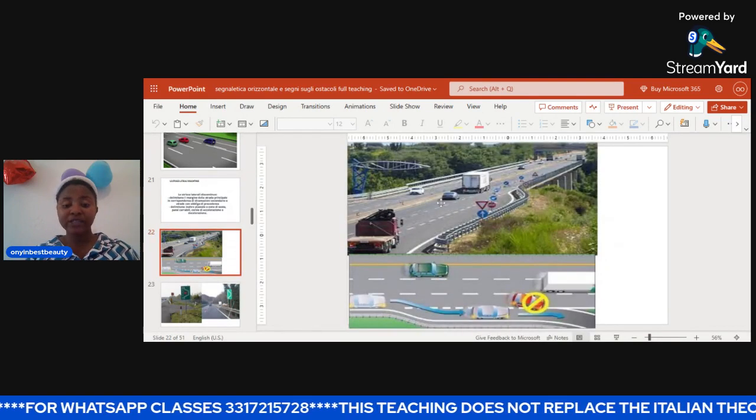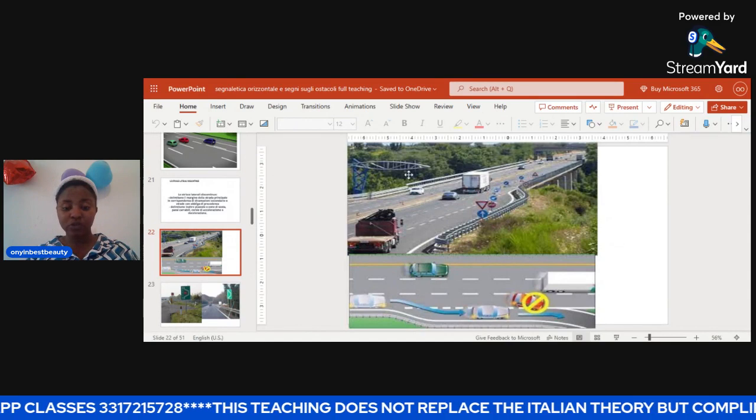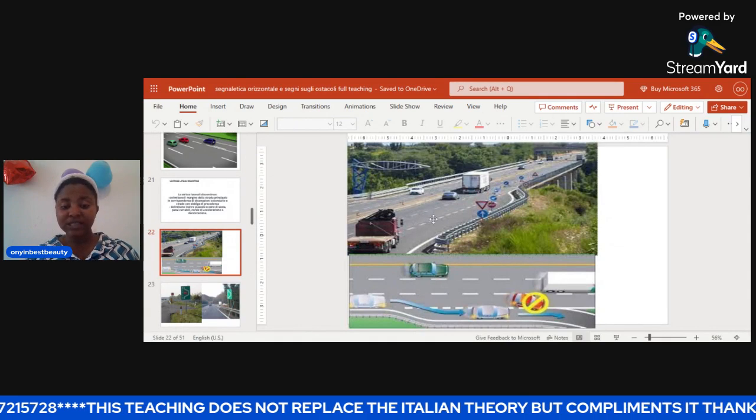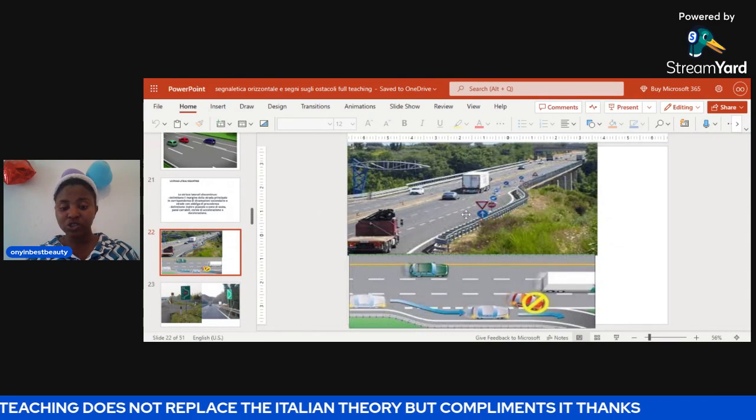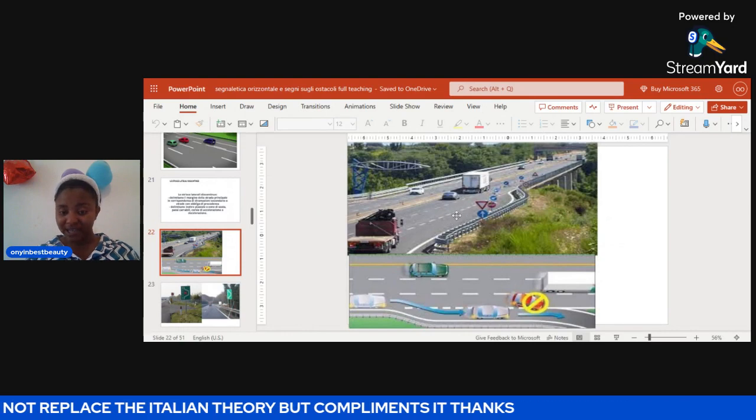Now, let us look at this very first picture here. This is the Striscia Discontinua for the margine della carreggiata.